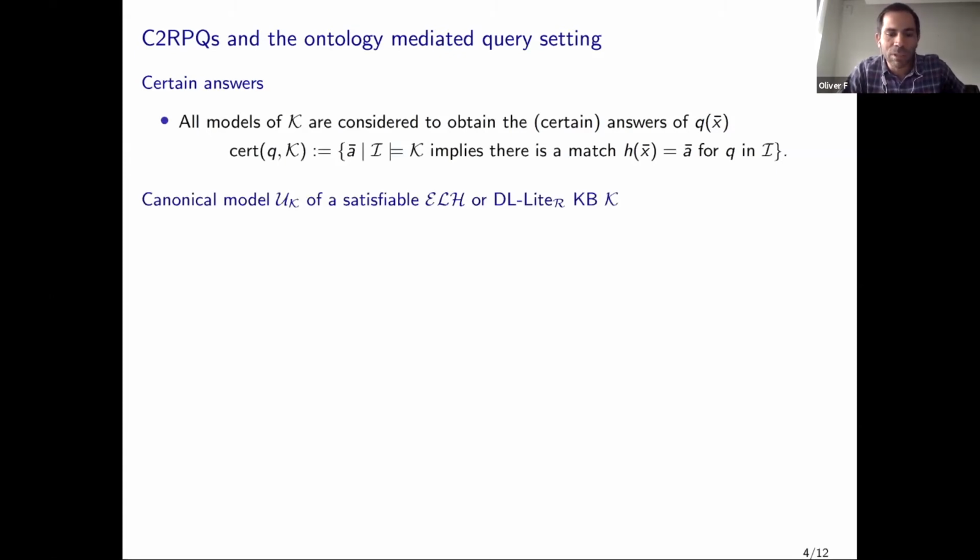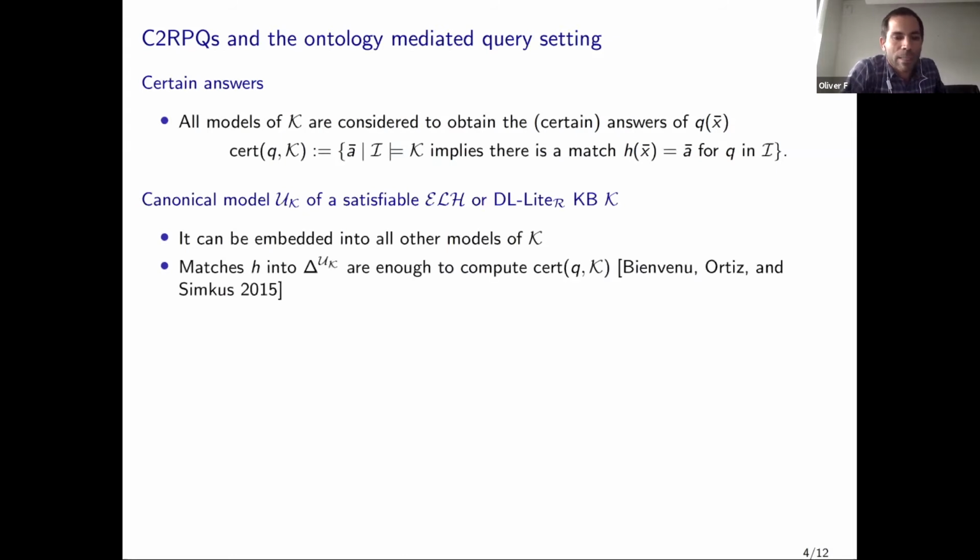And in particular for these lightweight description logics, there is a very important property, which is that they admit the canonical model, which is a model that can be embedded into all other models of the knowledge base. And the consequence of this is that to compute the certain answers, one does not need to look at all the models, but only at this model. And many algorithms are based on this property.